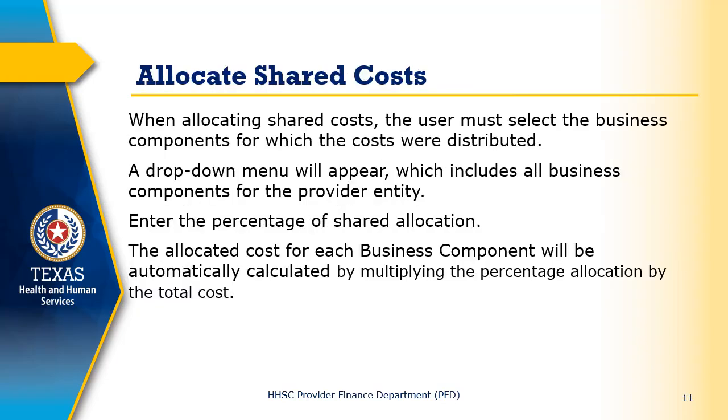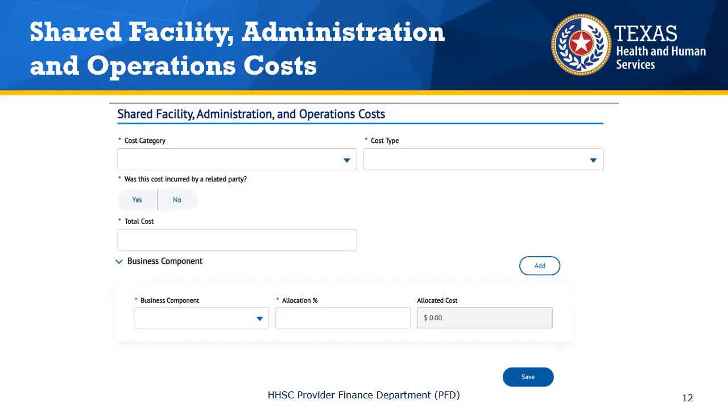When allocating shared costs, the user must select the business components for which the costs were distributed. A drop-down menu will appear, which includes all business components for the provider entity. Enter the percentage of shared allocation, which should be formatted as a non-negative number expressed to 2 decimal places. The allocated cost for each business component will be automatically calculated by multiplying the percentage allocation by the total cost.